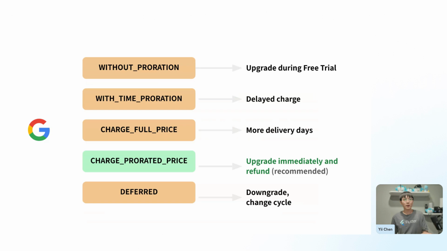This is for Apple. And for Google, Google allows multiple strategies for upgrading, unlike Apple. We recommend using charge prorated price because it mimics Apple's immediate upgrade behavior. Users get instant access, and the prorated refund is intuitive and fair.